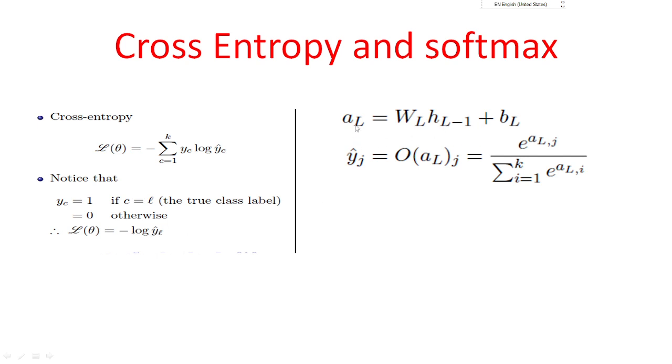What about the softmax function? The pre-activation is WL HL minus 1 plus BL. The output is e to the power AL j divided by the summation of e to the power AL i. Softmax gives the probability. It converts real numbers into a probability distribution. When you sum all these values, you get 1.